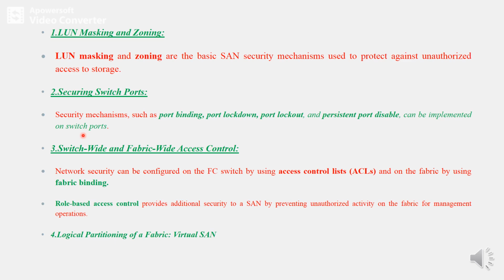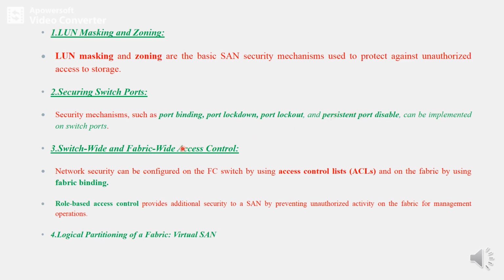Typical variants of port lockdown ensure that the switch port cannot function as an E port and cannot be used to create ISLs, that is inter-switch links. In some cases, it also ensures the port role is restricted to only either FL port, E port or F port, etc. The persistent port disable prevents a switch port from being enabled even after the switch reboots.